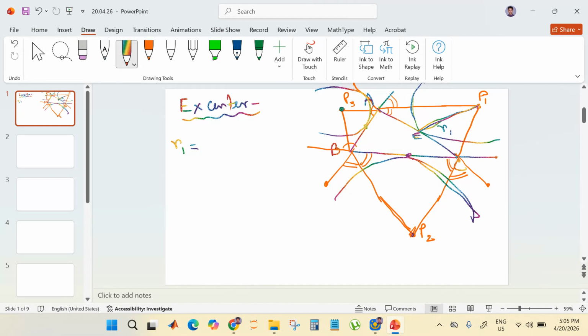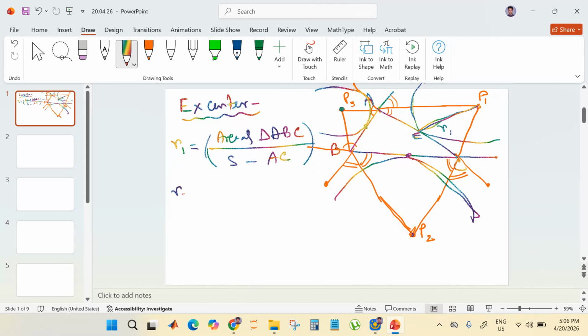So this is R1. R1 you can write as the area of triangle ABC divided by S minus the side AC. So this is the radius. Remember, this is the formula of the radius: area of the triangle ABC divided by half perimeter minus AC, where AC is the side. If you know the three sides of a triangle, then you can easily find the radius R1.